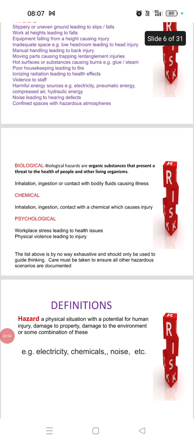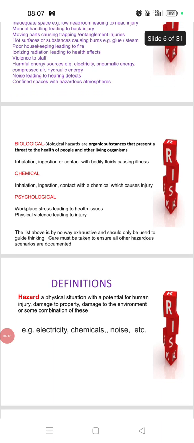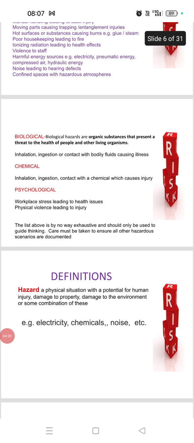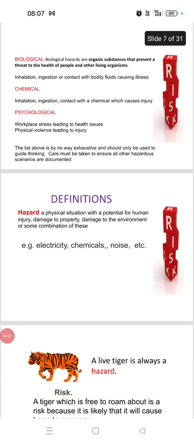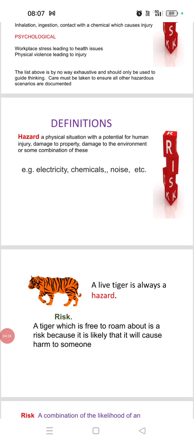What is a psychological hazard? For example, if a manager is pushing the workman to finish the work very fast, he will become stressed, which may lead to health issues. And also physical violence. For example, if two workmen are fighting, that we will also call a psychological hazard. Now we will see what is a hazard.